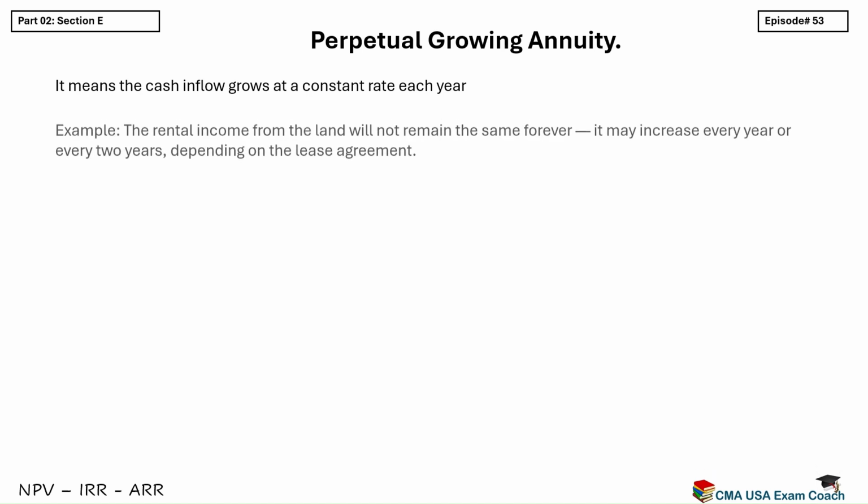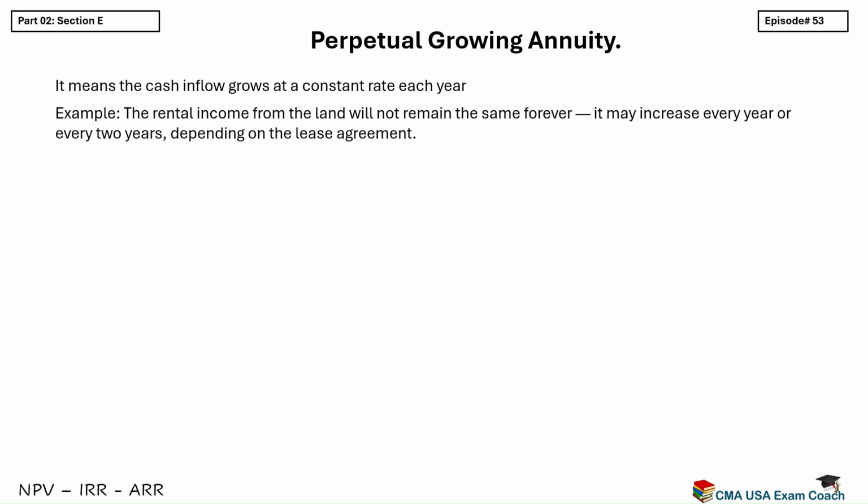Now let's move a step further and talk about a perpetual growing annuity. A perpetual growing annuity is a situation where annual cash flows are received forever, just like a regular perpetuity, but with a twist. Each year, the cash inflow grows at a constant rate. For example, in our previous slide, we discussed leasing land. The rental income from the land will not remain the same forever. It may increase every year or every 2 years, depending on the lease agreement.